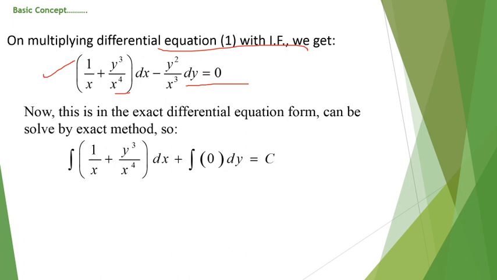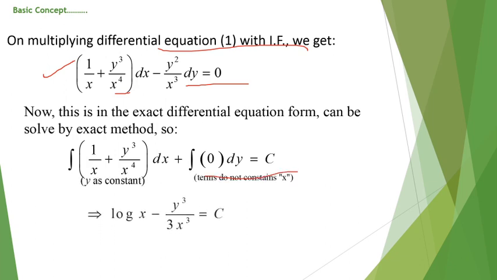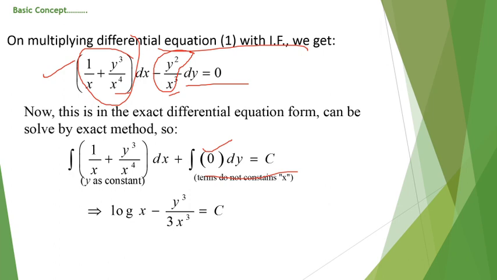The integral of 1 upon x plus y cube upon x raised to power 4 dx plus integral 0 dy, as y is constant and the terms do not contain x. Here this entire function can be taken, but from here there is only one term and it contains x, so no term exists. So for this condition we can write 0 here. On solving, what do we get? The integration of 1 upon x is log x, y cube as a constant, so the integration of 1 upon x raised to power 4 is minus 1 upon 3x cube, which is equal to C. So this is the required solution of this kind of problem.